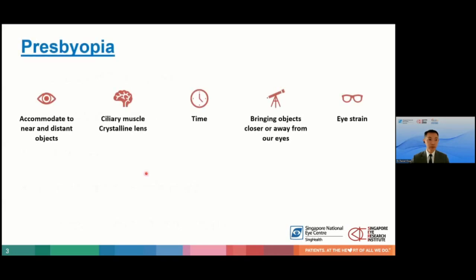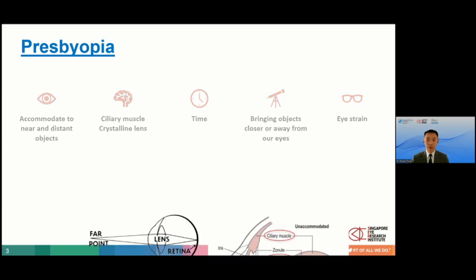So firstly, we are able to accommodate to near and distant objects, so to speak, in terms of focusing when we look at something at a distance, and also look at something near. When we lose this function, it is a condition known as presbyopia. And this focusing mechanism in the eye is undertaken by the ciliary muscle and also the crystalline lens.